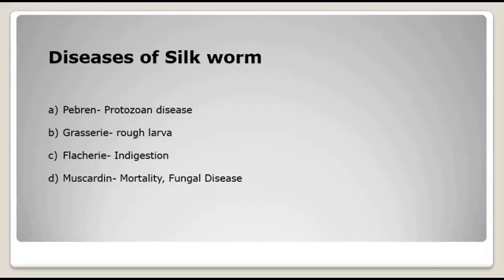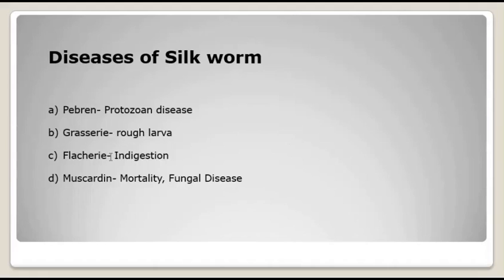Then flacherie. This is caused due to indigestion, when the larvae eat a lot because it is a voracious feeder, and if digestion cannot go properly, then this flacherie disease occurs. In this case the worms become thin and inactive. Though the worms are eating, their size is affected, so this is the flacherie disease.